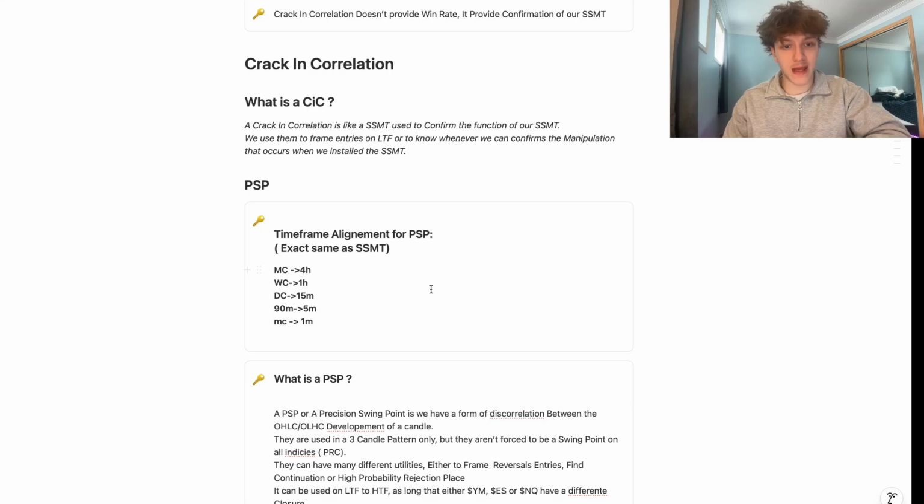So let's start off with PSP. To understand something, the time frame alignment of sequential SMT is exactly the same for all different types of cracking correlation. So for PSP, we have the monthly cycle being the 4-hour PSP, weekly cycle 1-hour PSP, daily cycle 15-minute PSP, 90-minute 5-minute PSP, microcycle 1-minute PSP.